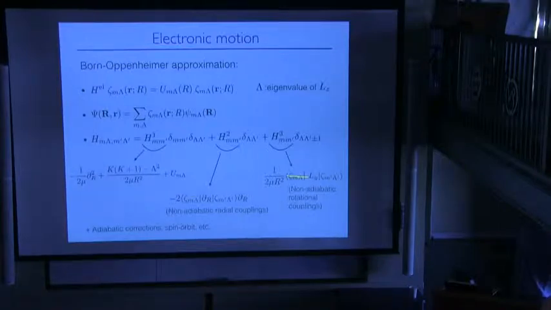Of course you have to calculate those in addition to your potential energy curves to be able to treat the problem accurately. And if you want, you can also include other corrections, such as adiabatic corrections if you're going to very low energy, spin orbit if you consider heavy atoms, etc.